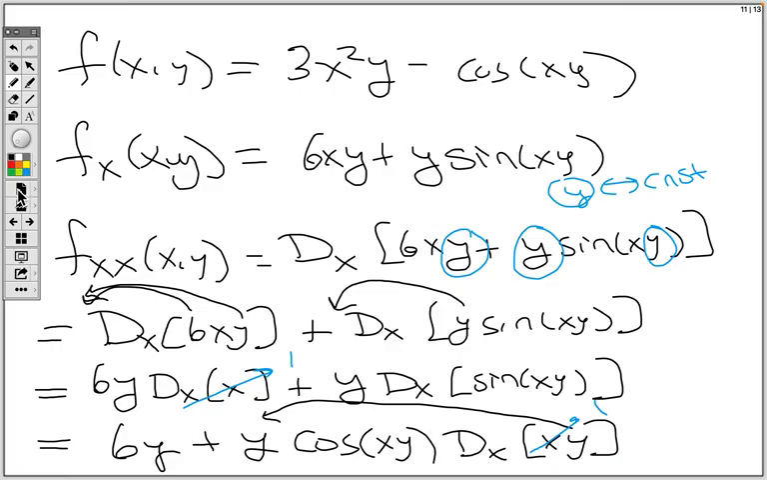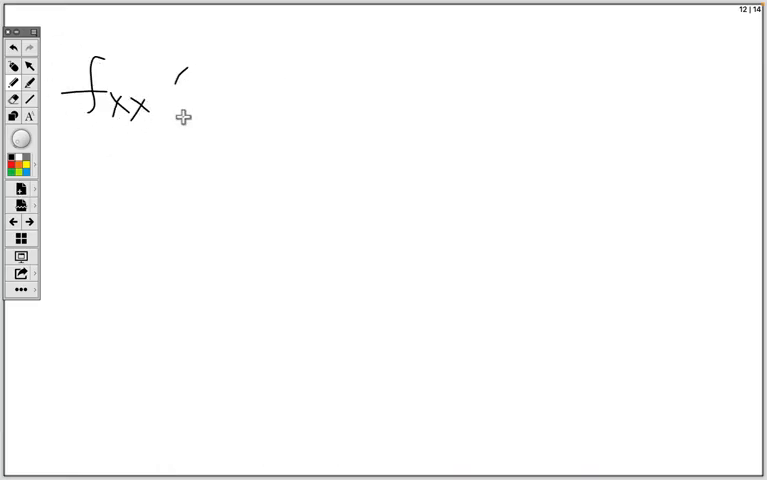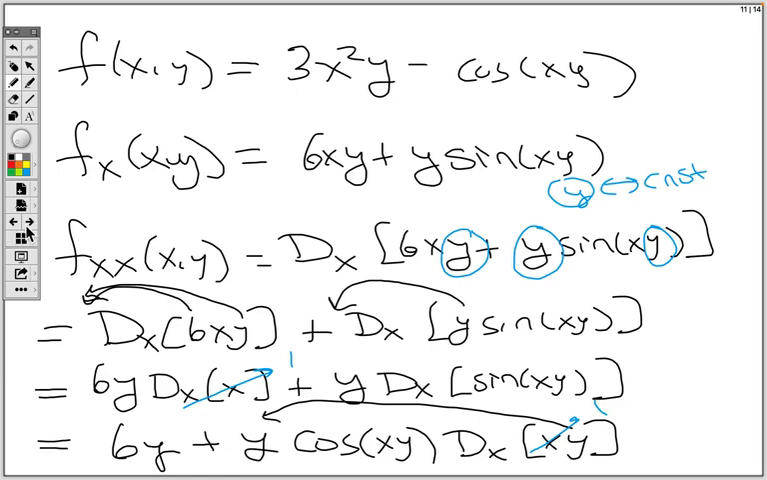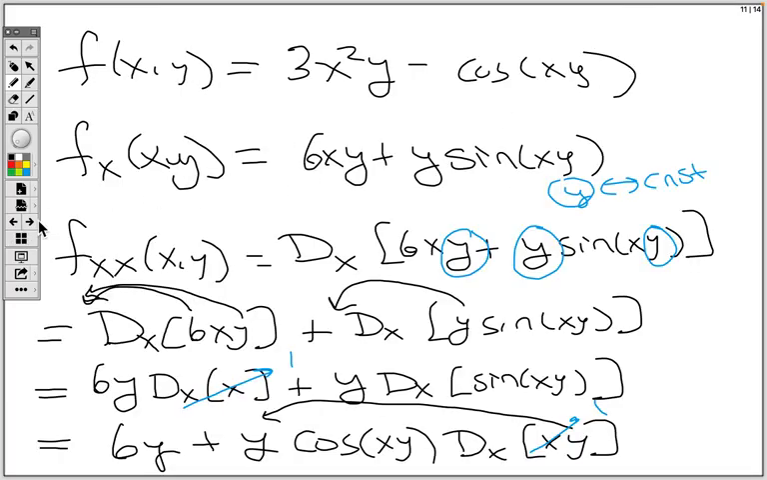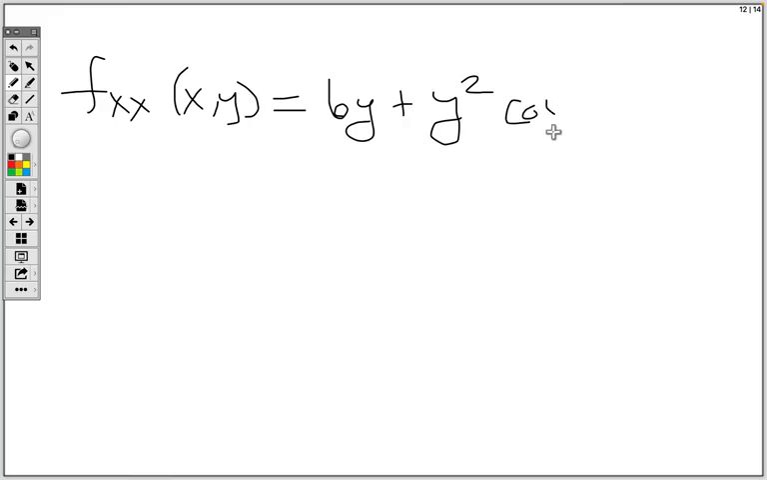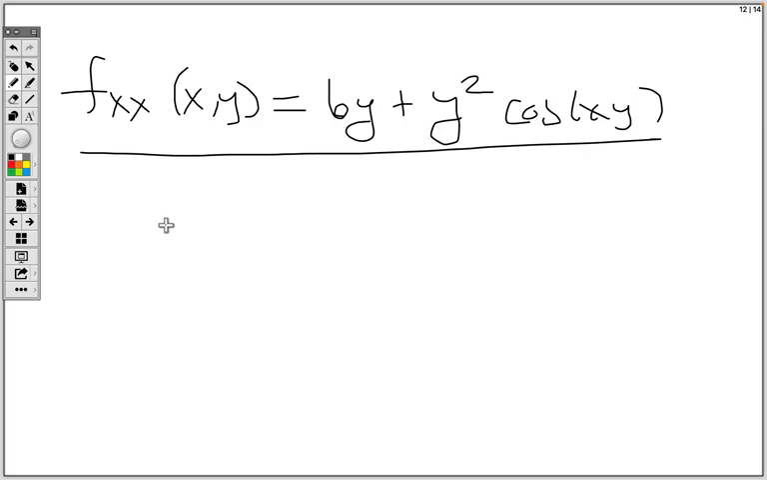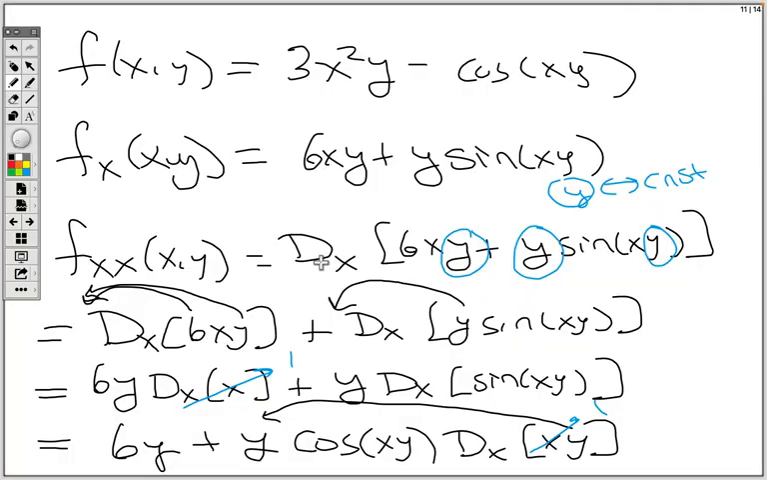And so my final answer here for fxx is going to be 6y plus y squared cosine xy. Are there any questions on getting this second derivative here?